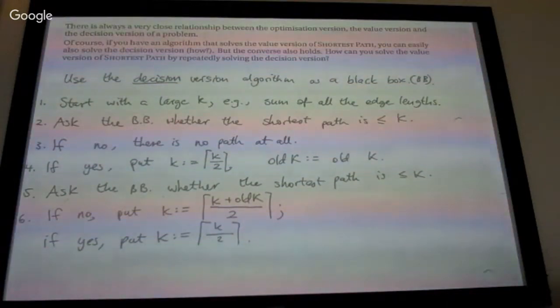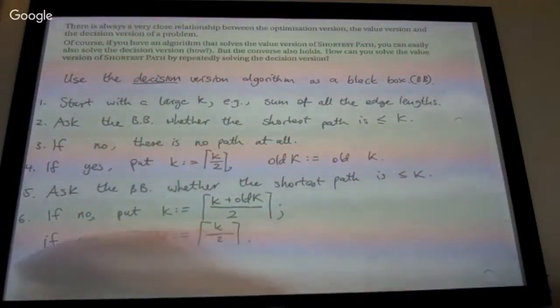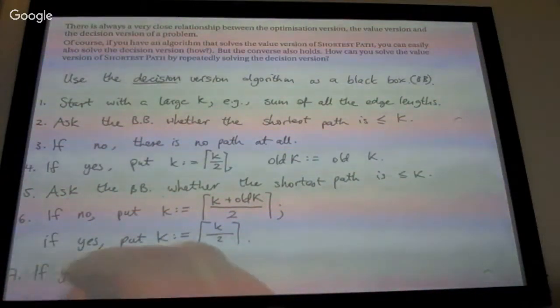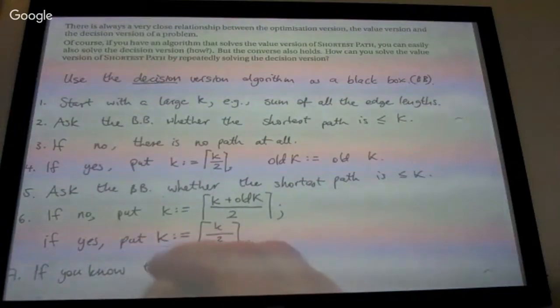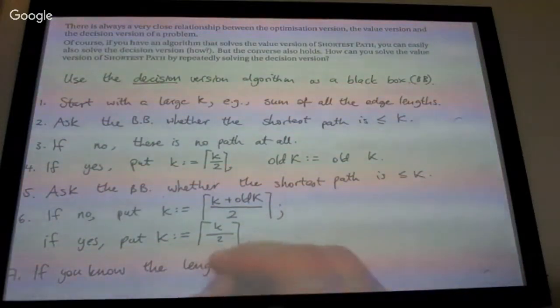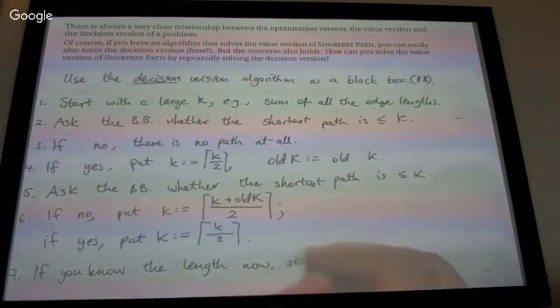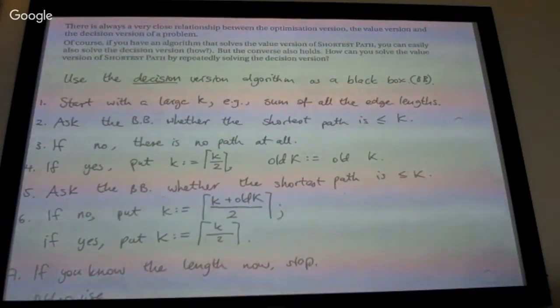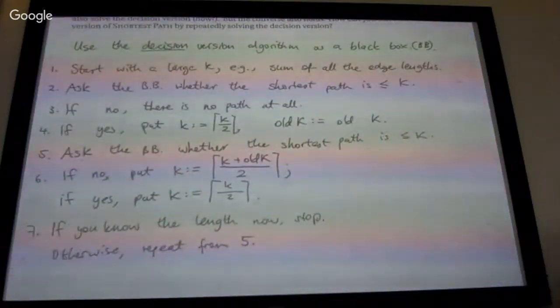it's roughly how it works. If you know the length now, stop. Otherwise, repeat from 5. Okay, this is a very badly written algorithm, but you get the idea.